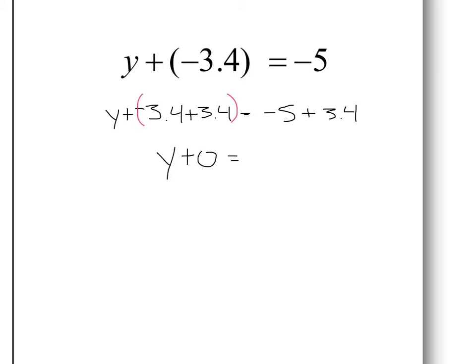And then we have negative 5 and positive 3.4. So the negative 5 has more absolute value, so we're going to be with negative. 5.0 minus 3.4, because we've got opposite signs, is going to give me 1.6. So we get y is equal to negative 1.6. Questions about that?